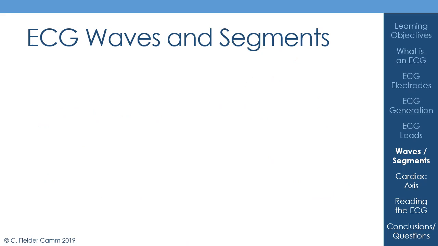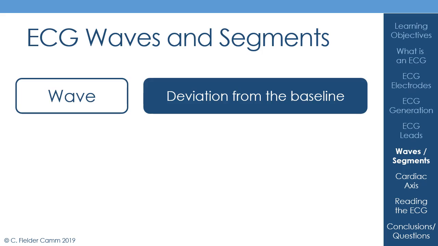So we've talked through a standard heartbeat on a surface ECG, at least electrically. But what are waves and what are segments? Well, a wave is any sort of purposeful deviation from the baseline, and it represents a change in electrical activity in the heart. And so we have the standard waves in a surface ECG, which are a P wave representing atrial depolarization, the Q, R, and S waves in various combinations, which represent ventricular depolarization, and then the T wave, which represents ventricular repolarization.